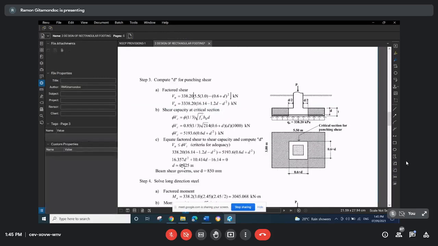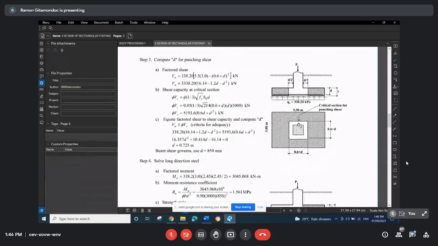Now next, for punching shear. The critical section for punching shear occurs at d/2 distance from the column face, so that occurs around the column perimeter. If the column dimension is 0.6, then the dimension of the critical section will be 0.6 plus d, since you have d/2 plus d/2 on each side. The force that will act to shear the footing at this critical section can be computed in two ways.